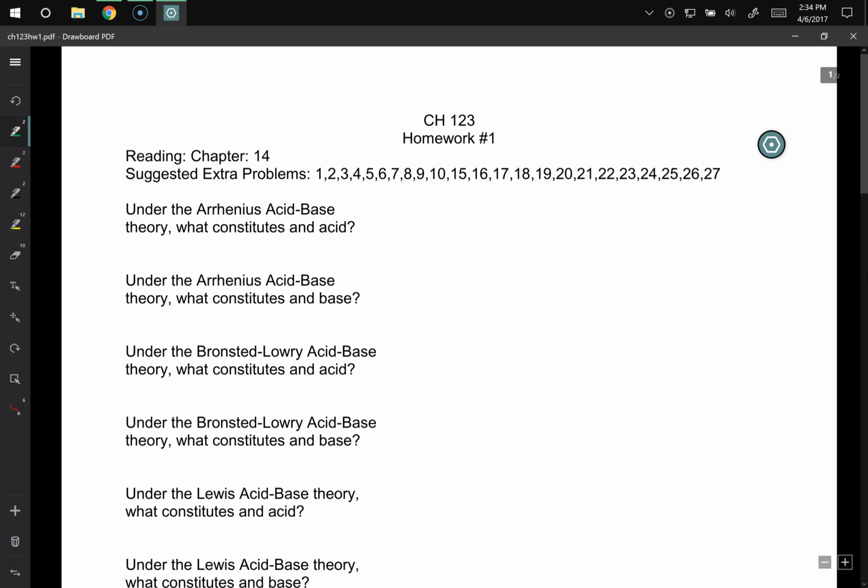Okay, first one up here. What do we got for what constitutes an Arrhenius acid-base theory? What's an acid?